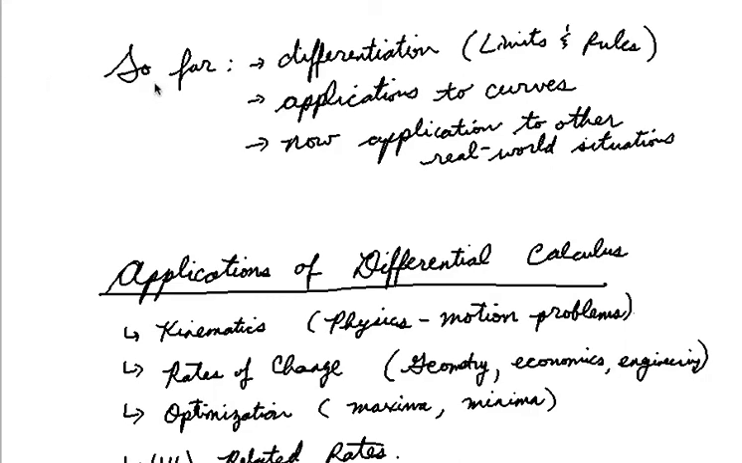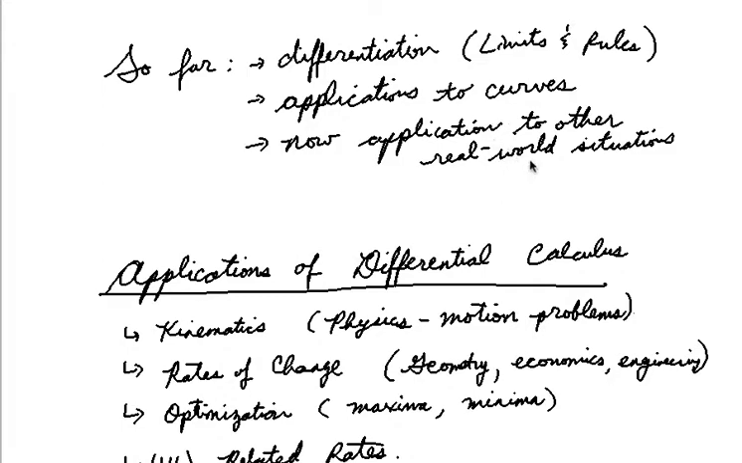Okay, so far in the previous chapters, we've talked about differentiation. We've talked about how differentiation arises from limits. From the limit definition, we've talked about the differentiation rules, and recently we've talked about the applications to curves. And now we're going to move on to applications of differentiation to other real-world situations.